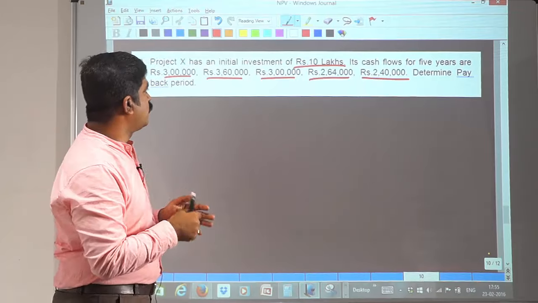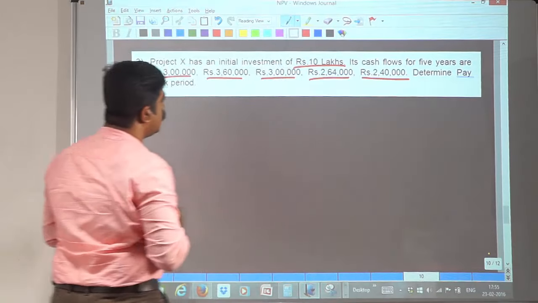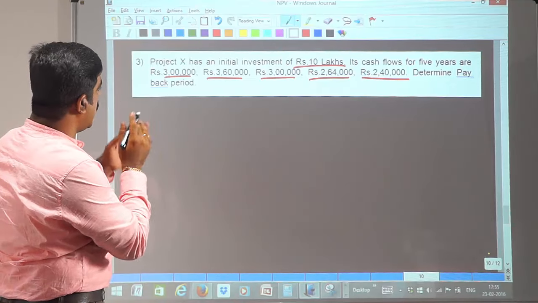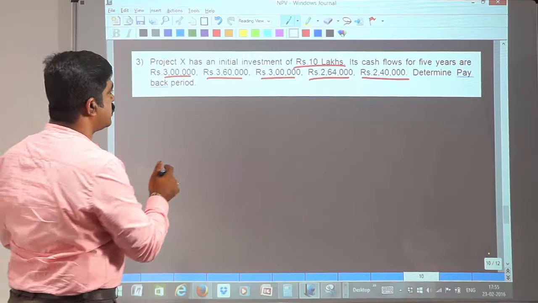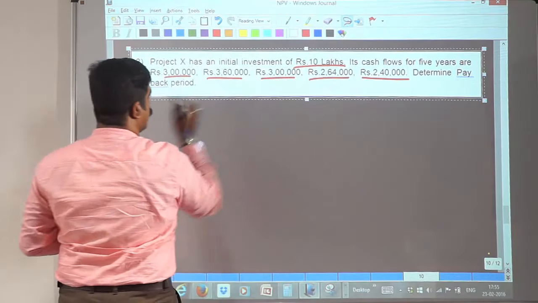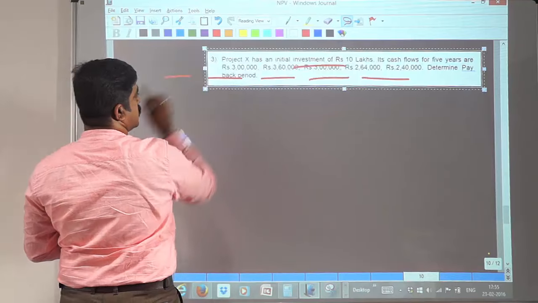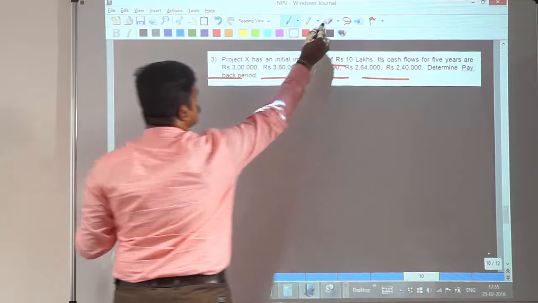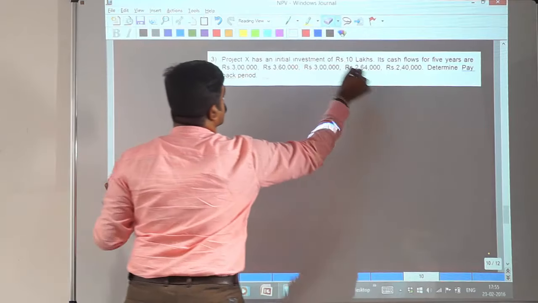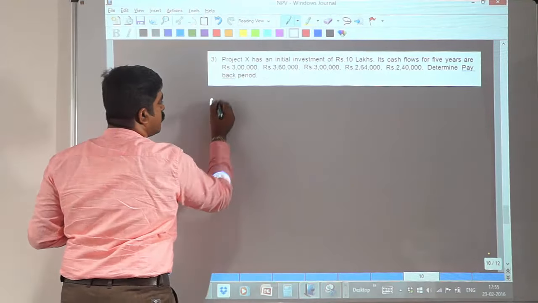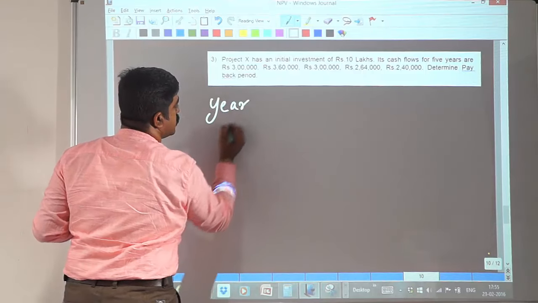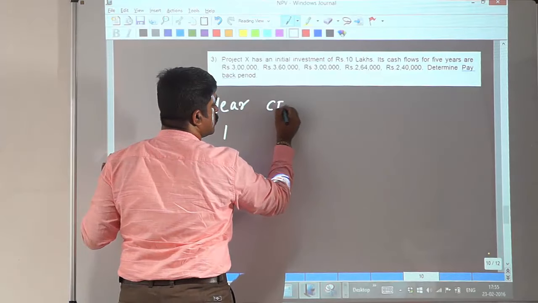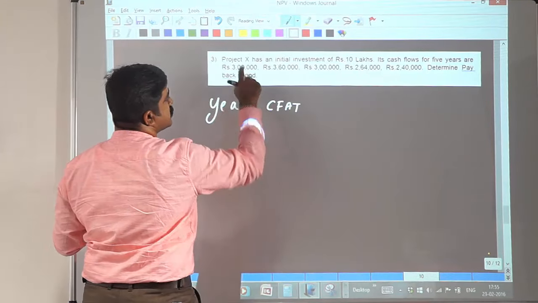In that case, we have to follow something known as cumulative cash flows. So I'll make use of this information and prepare a small table, and from that we'll see how it can go further. I'll start with year. Year 1, what was my cash flow after tax in year 1? It is 3 lakhs.